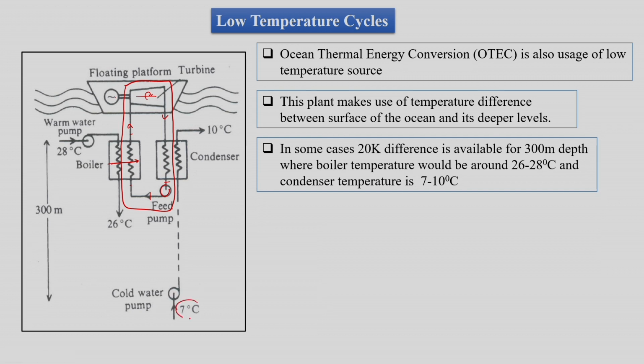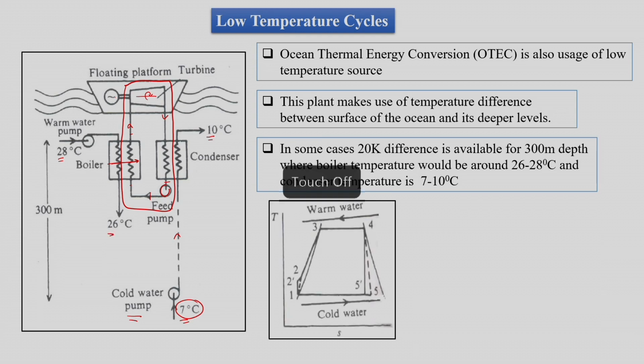But in the condenser we pass the water from deep inside the sea, which we have said is around 300 meter. That water, which is a coolant, will rise in temperature maybe from 7 degrees to 10 degrees Celsius. The high temperature water will lose temperature from 28 to 26 degrees Celsius.